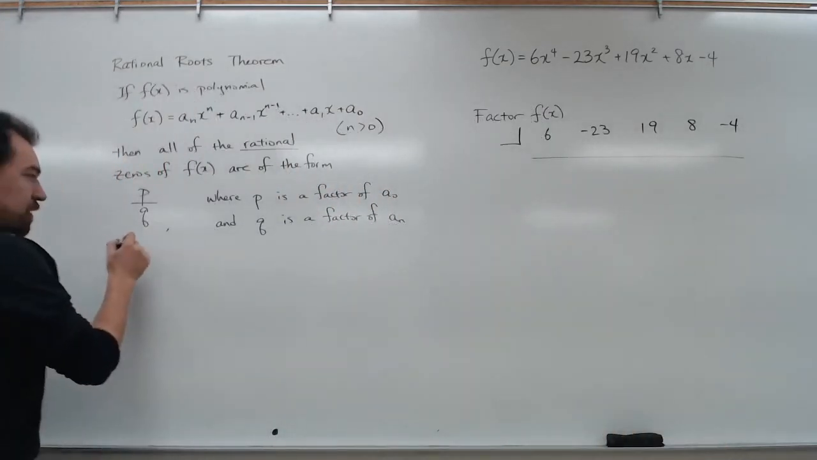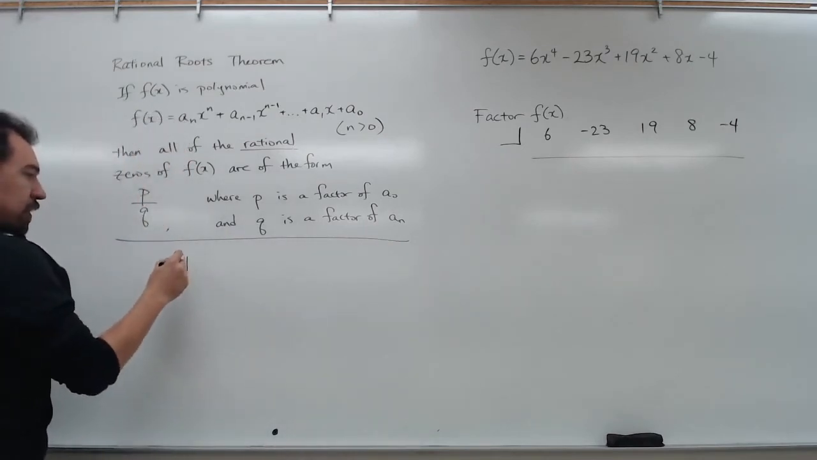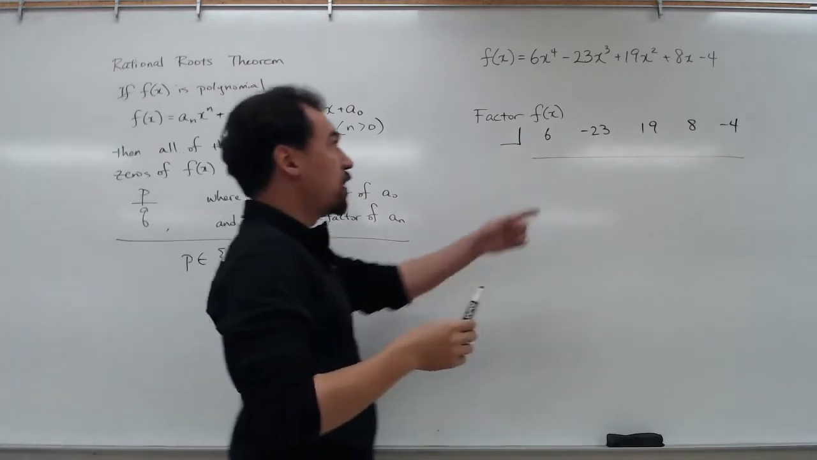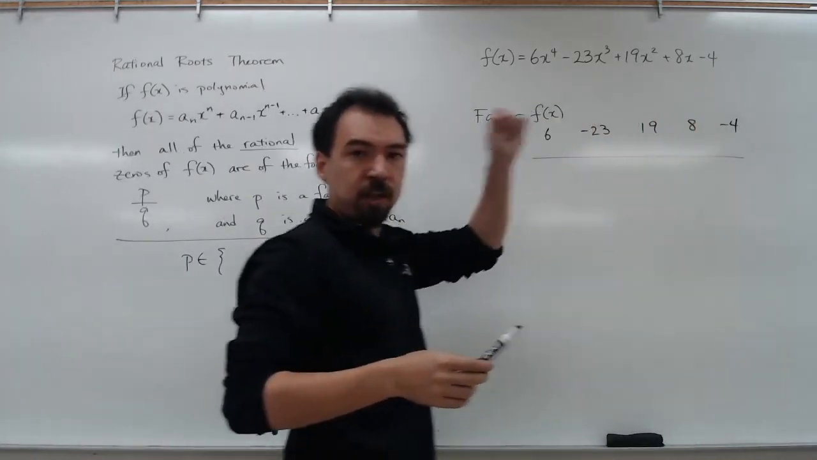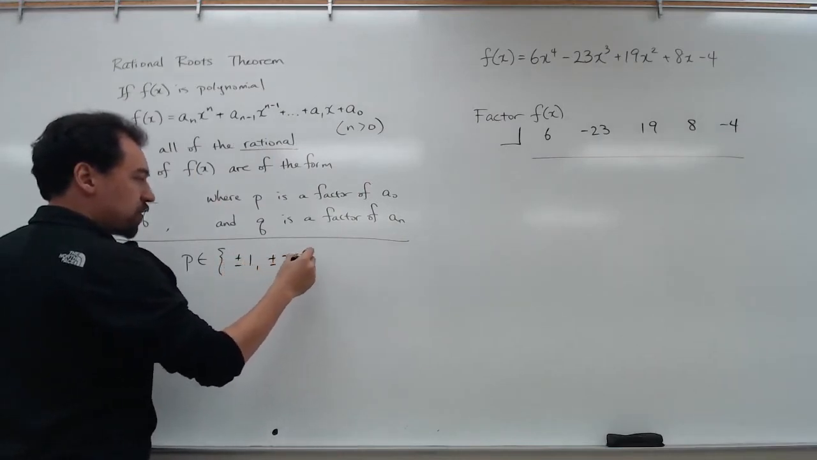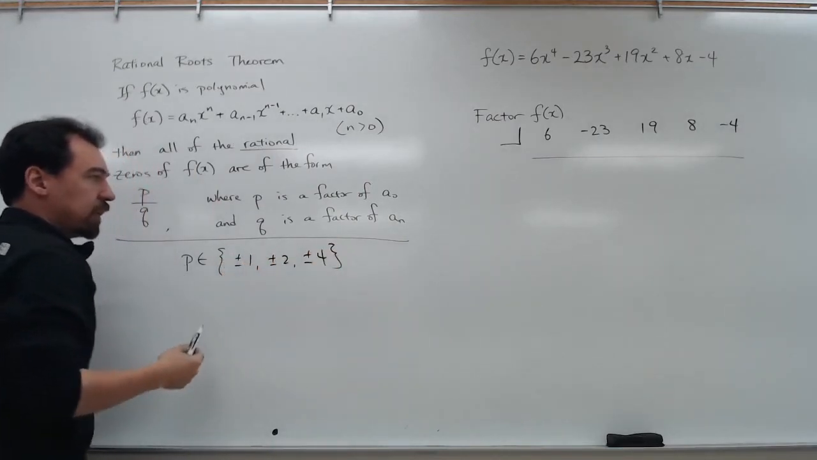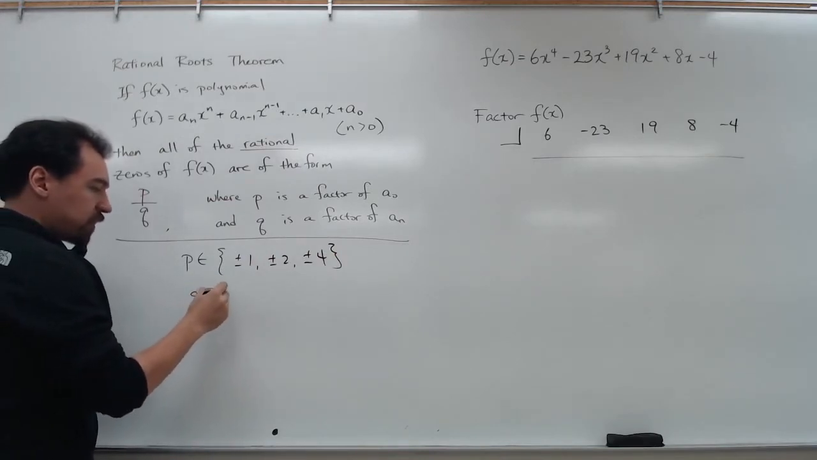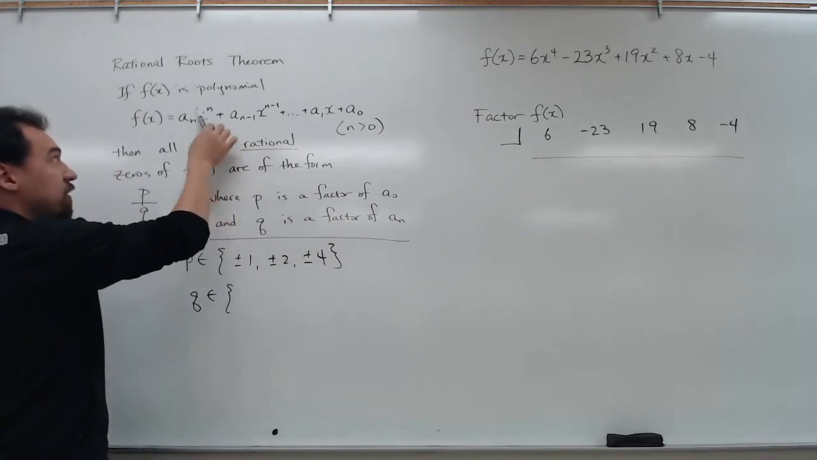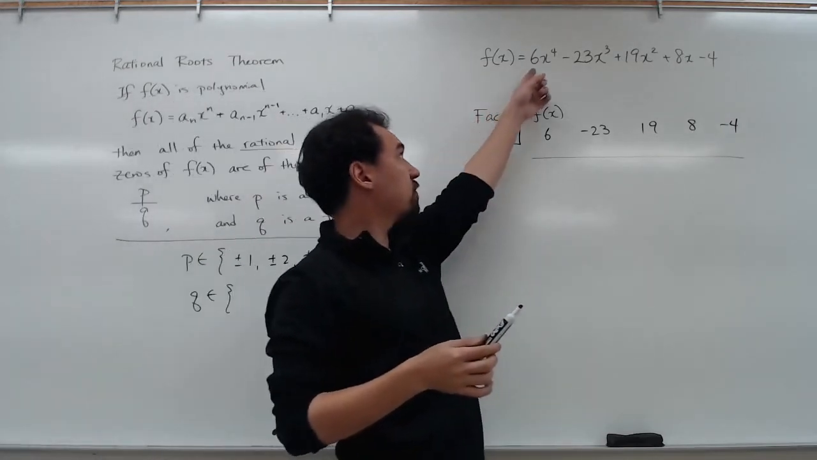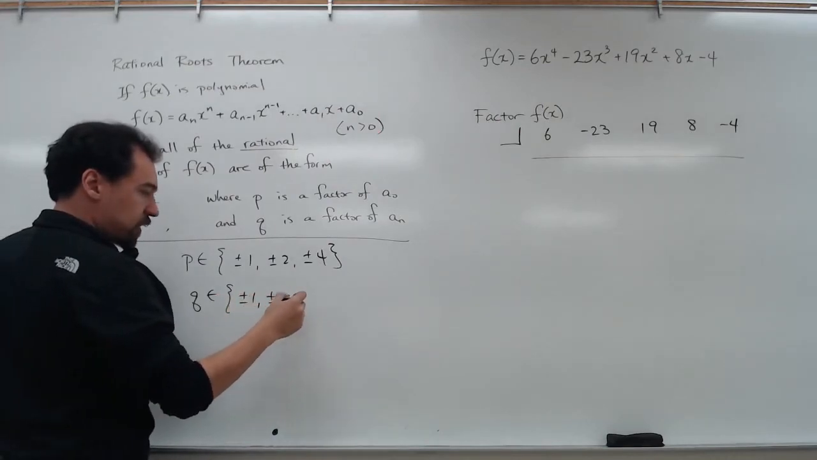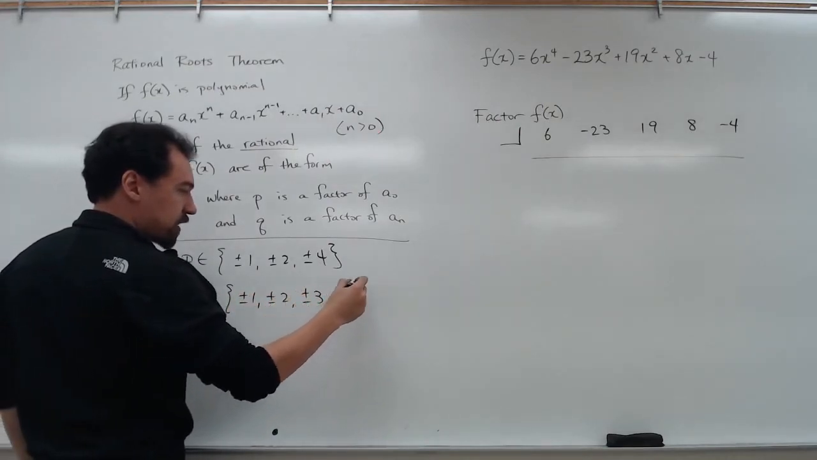Okay? So what that means in the context of this problem, the possibilities for p are the factors of the constant term, which for us is -4. So the integers that go into -4 are plus or minus 1, plus or minus 2, and plus or minus 4. And then the possibilities for q, we need the factors of a sub n, the leading coefficient, which for us is 6. So all the integers that go into 6 are plus or minus 1, plus or minus 2, plus or minus 3, and plus or minus 6.